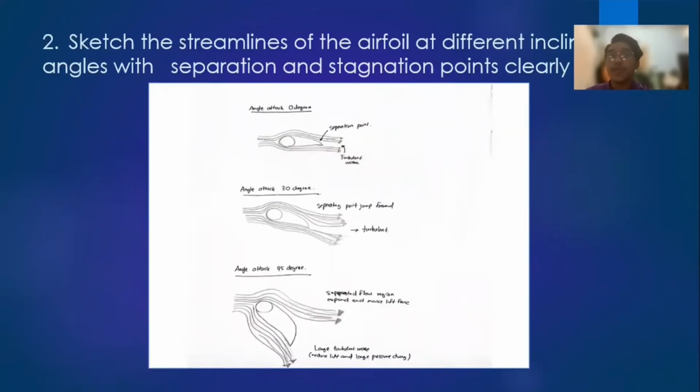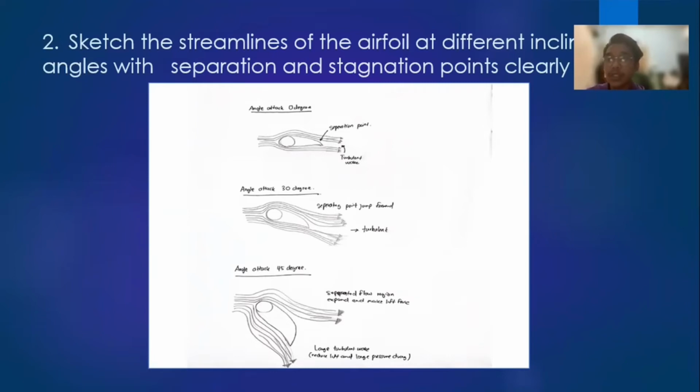Okay, for number 2, sketch the streamline of the aerofoil at different inclination angles with separation and stagnation points clearly labeled. So we get the 3 types of angle of attack, which are 0 degree, 30 degree, and 45 degree. Okay, for 0 degree, the flow of the air is normal, which has a separation point, and also has a turbulent wake at the back.